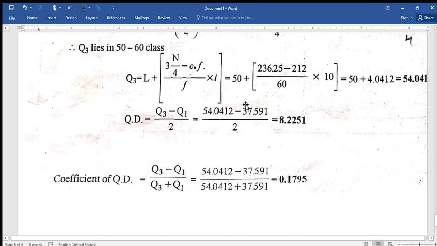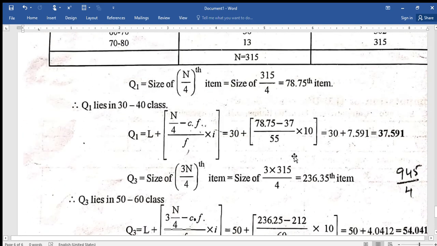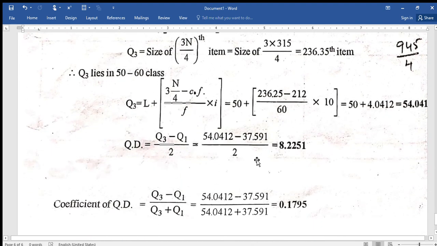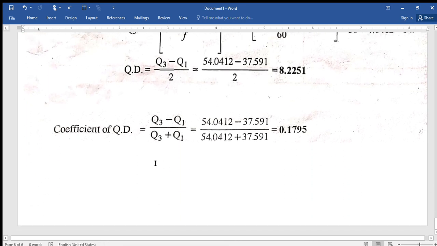Quartile deviation is equal to Q3 minus Q1 by 2. If we substitute these values, the Q3 value is 54.0412. The Q1 value in this case is 37.591. If we subtract and divide by 2, we get 8.2251.